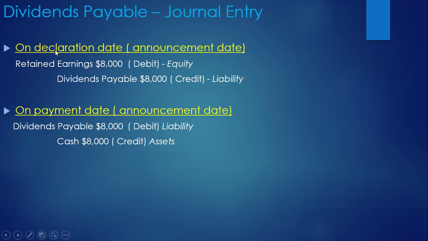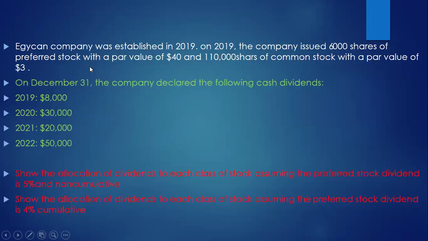We have two entries. We have a declaration date, the date that the business board announced to give away some of the retained earnings. As we said before, this is not an obligation. A business board is not obligated to do this, so they are not a liability, they're equity, as we said. So here, how you're going to do it? You're going to debit the retained earnings, 8,000. I'll show you the example here.